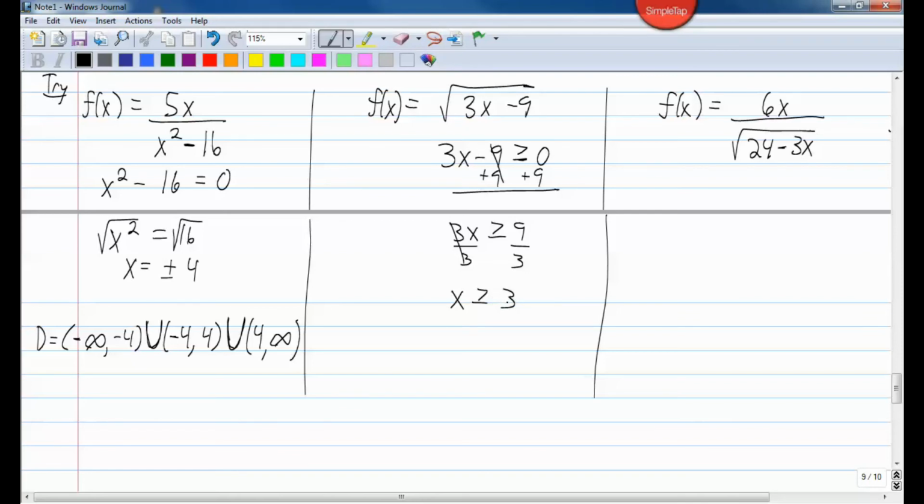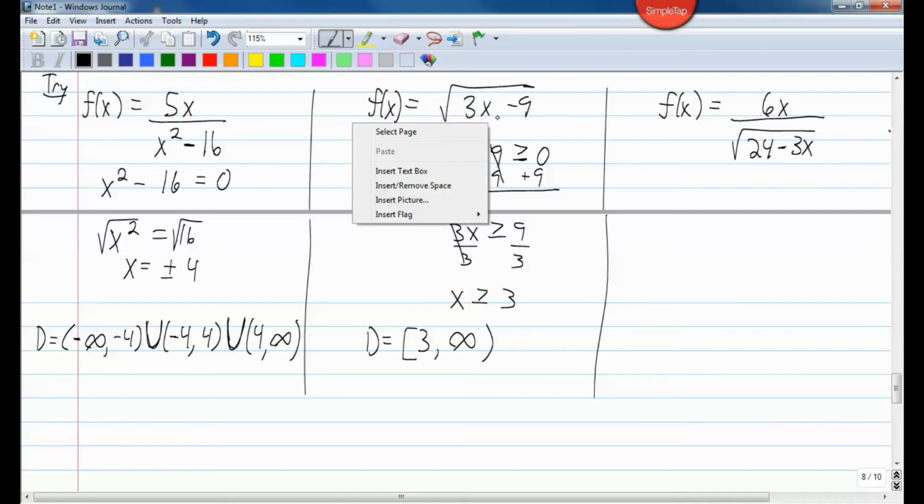Greater than or equal to 3 would mean from 3, including 3, and then greater than means to positive infinity. Parentheses with positive infinity or negative infinity. So the domain is from 3, including 3, to infinity. Means I can't plug in anything less than 3. If I did, I would start getting negative numbers under the radical. I don't want that.